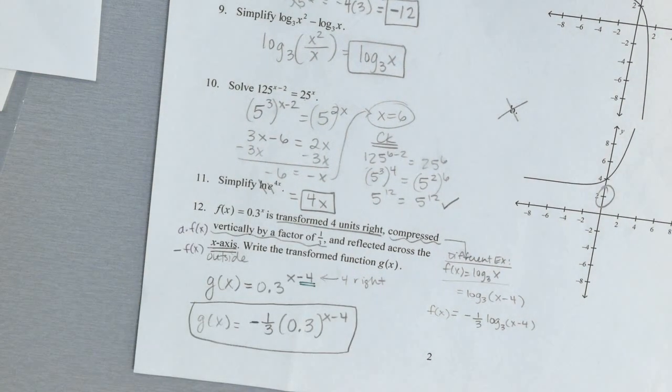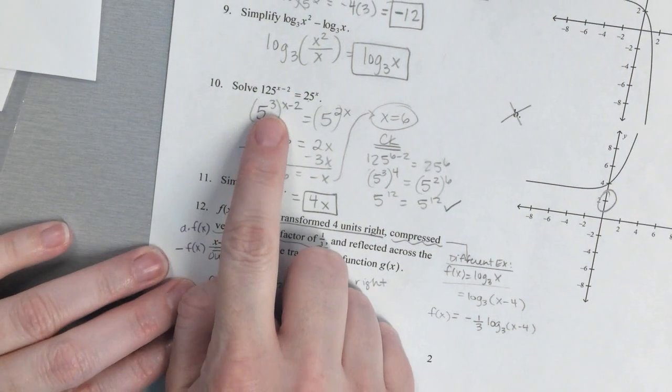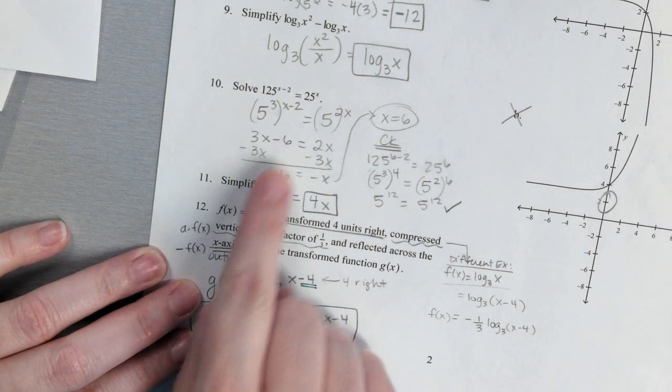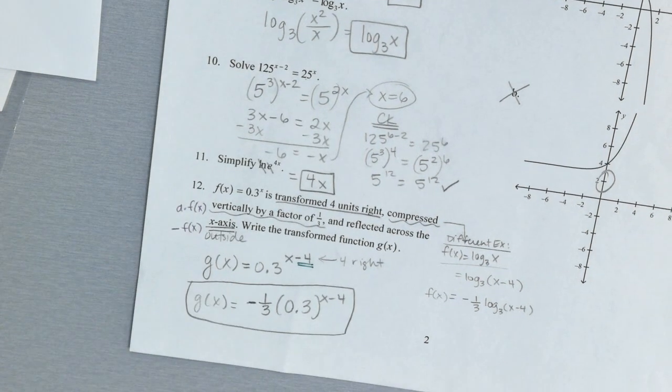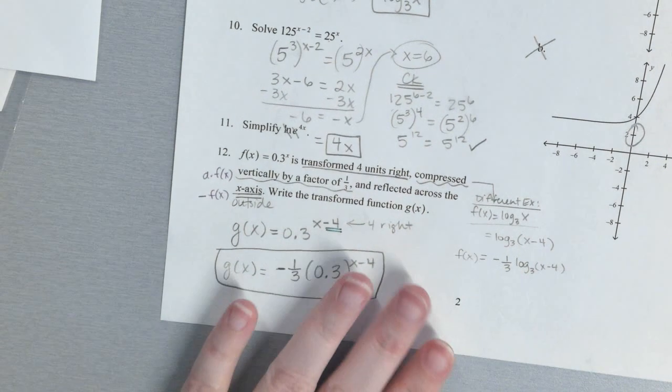For number 10, this is similar to what you did on the last quiz that we went over, where you have to rewrite them with the same base. So 5 cubed is 125, 5 squared is 25, and then once you do that, you can set the exponents equal. Just again, be careful, make sure that you distribute. Distribute here, and then you're going to solve for x, and you should get x equals 6. And then you can see I checked mine too to make sure. Yep, 5 to the 12 equals 5 to the 12.